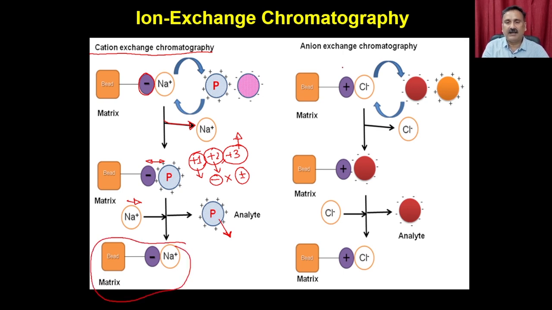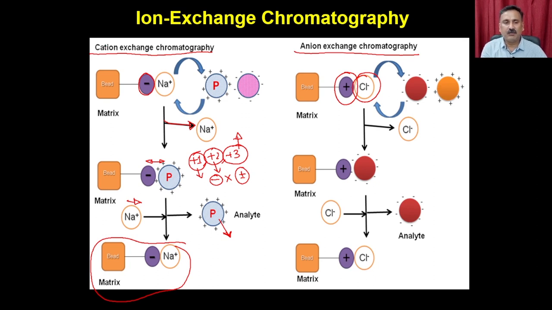The same is true for anion exchange chromatography. The only difference is that the bead is going to be positively charged, and it is going to have a negatively charged anion as a counter ion. In this case, the protein is going to be negatively charged, and that's how the negatively charged protein is going to bind the matrix. Then when you supply the anions, they are going to replace the protein, and that's how you get the matrix back.